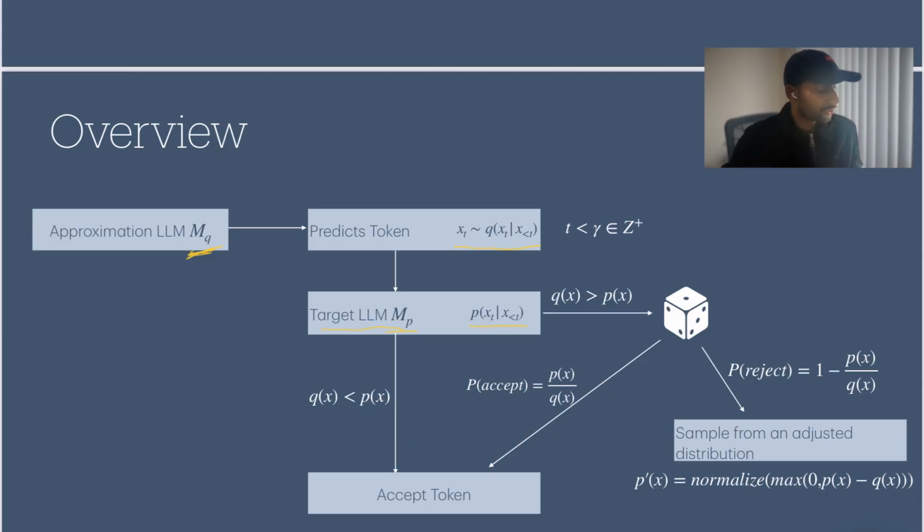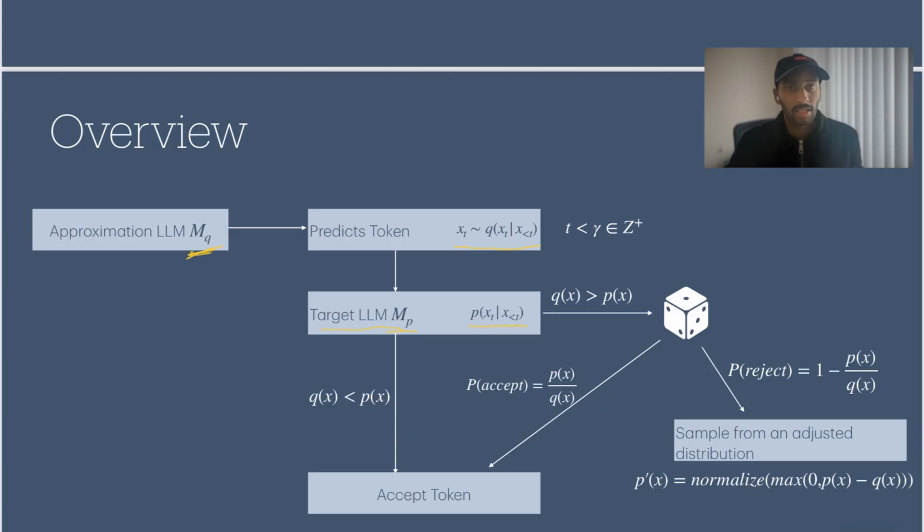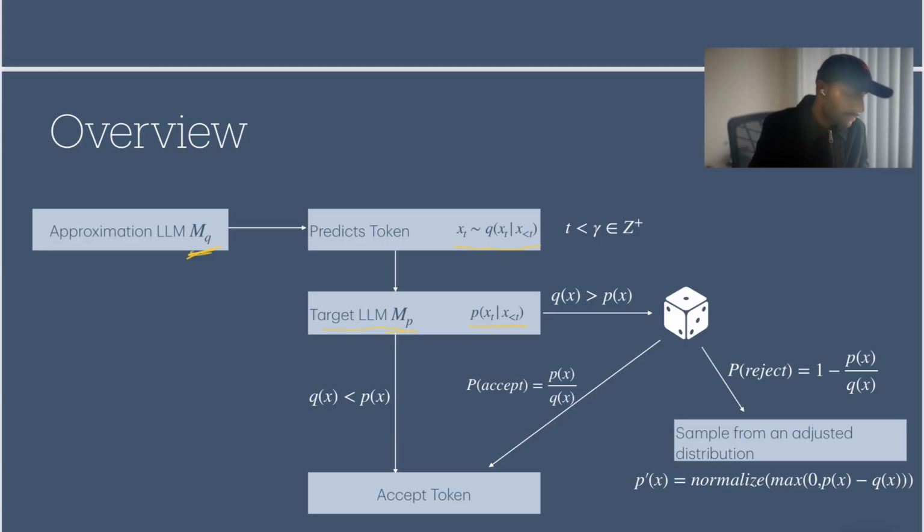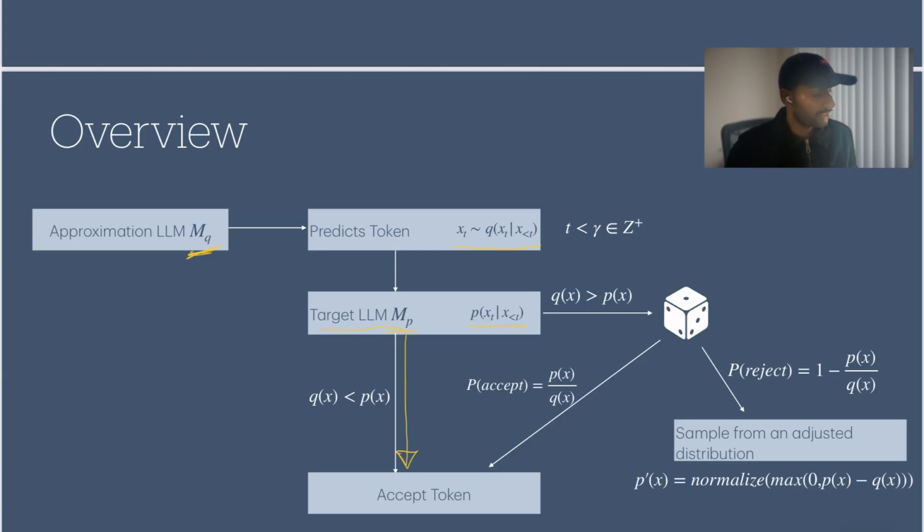So now the process is as follows. For any given time step t, the approximation LLM predicts a token xt. The target LLM also predicts its output distribution. If the target LLM thinks that the token generated by the approximation LLM is likely, that is when we are going to accept it. So that is this path. This is the case where the target agrees with the smaller LLM that the token generated by it is likely.